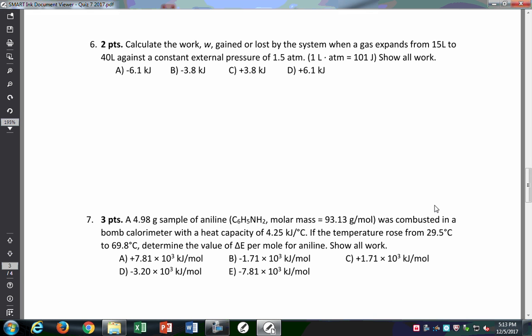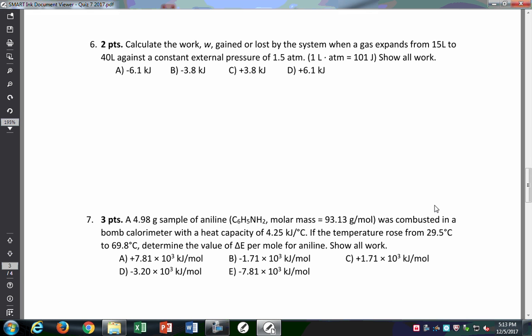So again, with these thermodynamic problems, sometimes the hardest thing is figuring out what it's asking. So let's look at this one. You might want to read through it and then dissect what it's asking after you read through it once. So we want to calculate the work, W, pretty easy, gained or lost by the system. We don't know if it's being gained or lost, but we're asking for W of the system, when a gas expands from 15 liters to 40 liters against a constant external pressure of 1.5 atm. And then I give you the conversion of liter atm to joules.